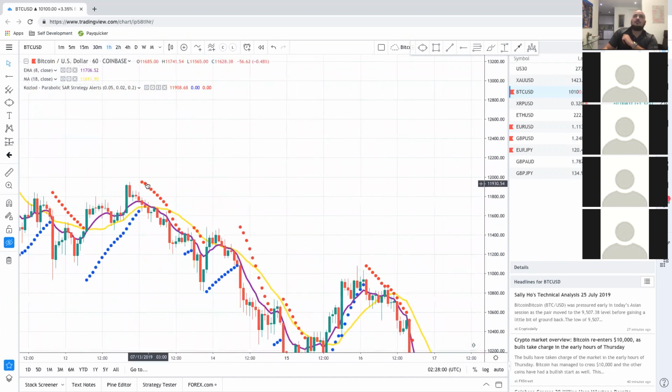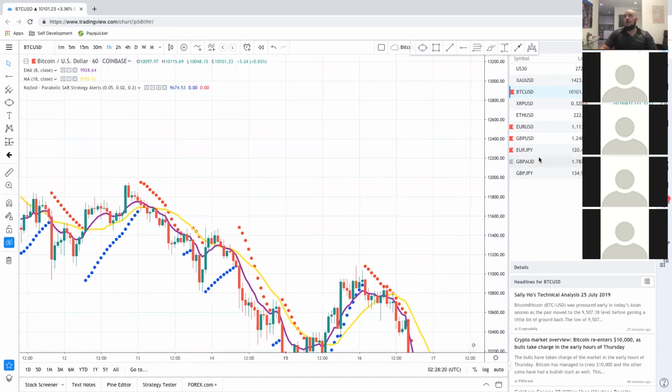SAR flipped, crossover happened. Let's say you would have waited an extra candle. So you would have waited for this one. Let's say you would have got in kind of right here, and you would have stayed in it until the SAR flipped again to the other side. Guys, that's 823 pips on Bitcoin, right?